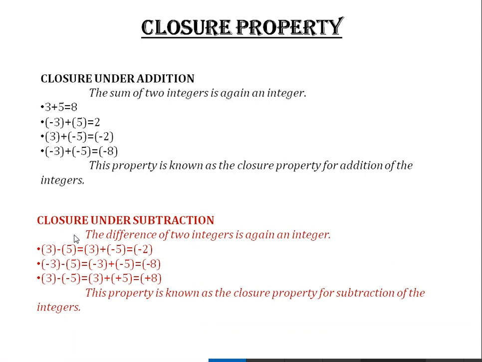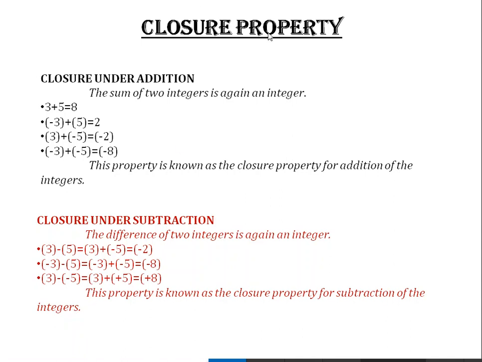Next one, closure under subtraction. Let us see the difference of two integers. The first one, 3 minus 5. Here 3 and 5 are integers. What is the result? The result is minus 2. Again minus 2 is also an integer. That is, the difference of two integers is again an integer. This property is known as the closure property for subtraction of the integers.